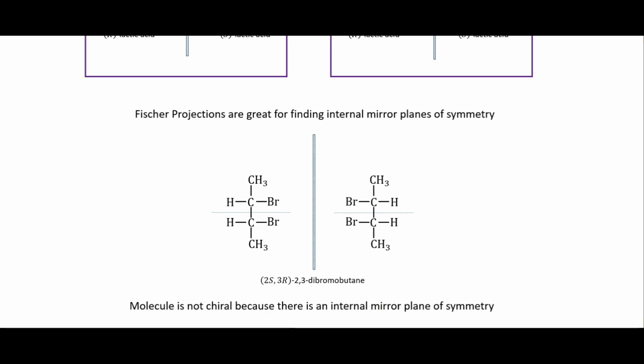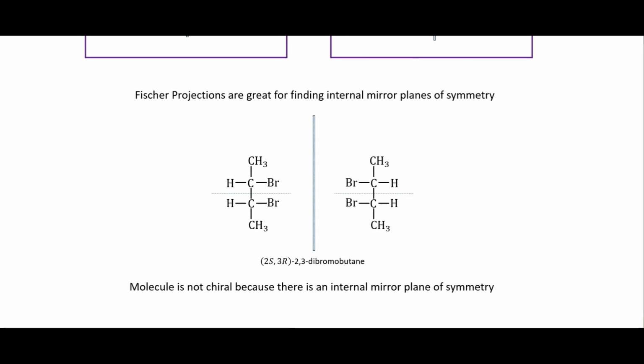And so one of the reasons that the Fischer projections are nice is because they are great for finding internal mirror planes of symmetry. And so we have this structure here, this 2S,3R-2,3-dibromobutane. And so we see if we take the mirror image of it here, we could see that if we just rotated this around this way 180 degrees, which is a valid move with our Fischer projections, then we just get this structure right back out of it.